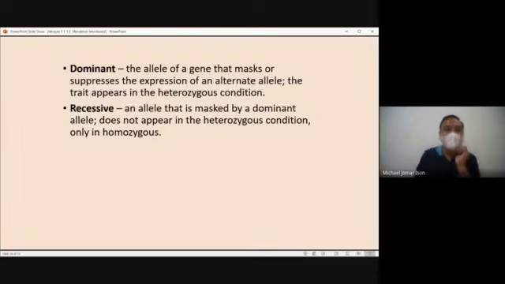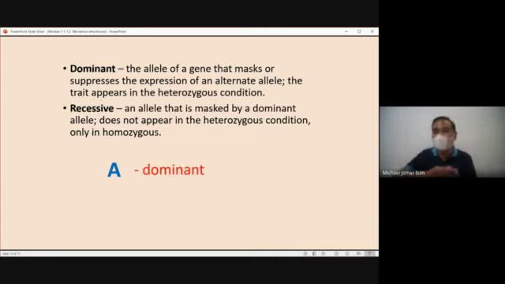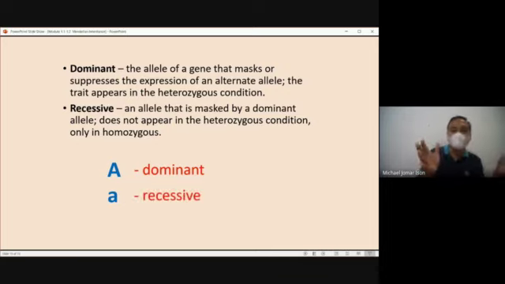In other words, the dominant is the allele that masks the expression of the other allele, while the recessive is the allele that is being masked by the dominant allele. And so the capital A will be symbolizing the dominant allele, while the small a will be symbolizing the recessive allele. Okay, so again, the dominant would be the one suppressing the expression of the small a or the recessive, while the recessive can only be expressed when only the recessive alleles are present.